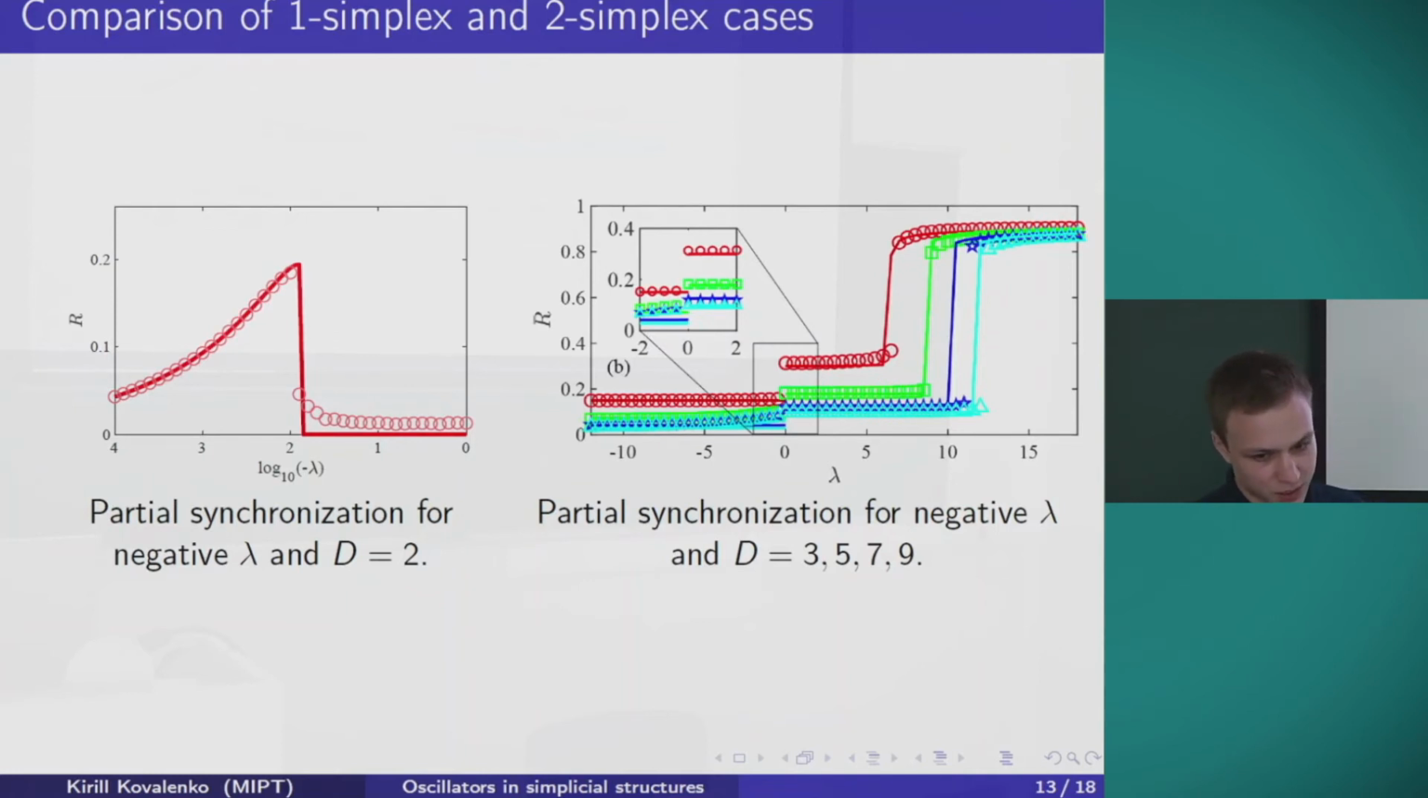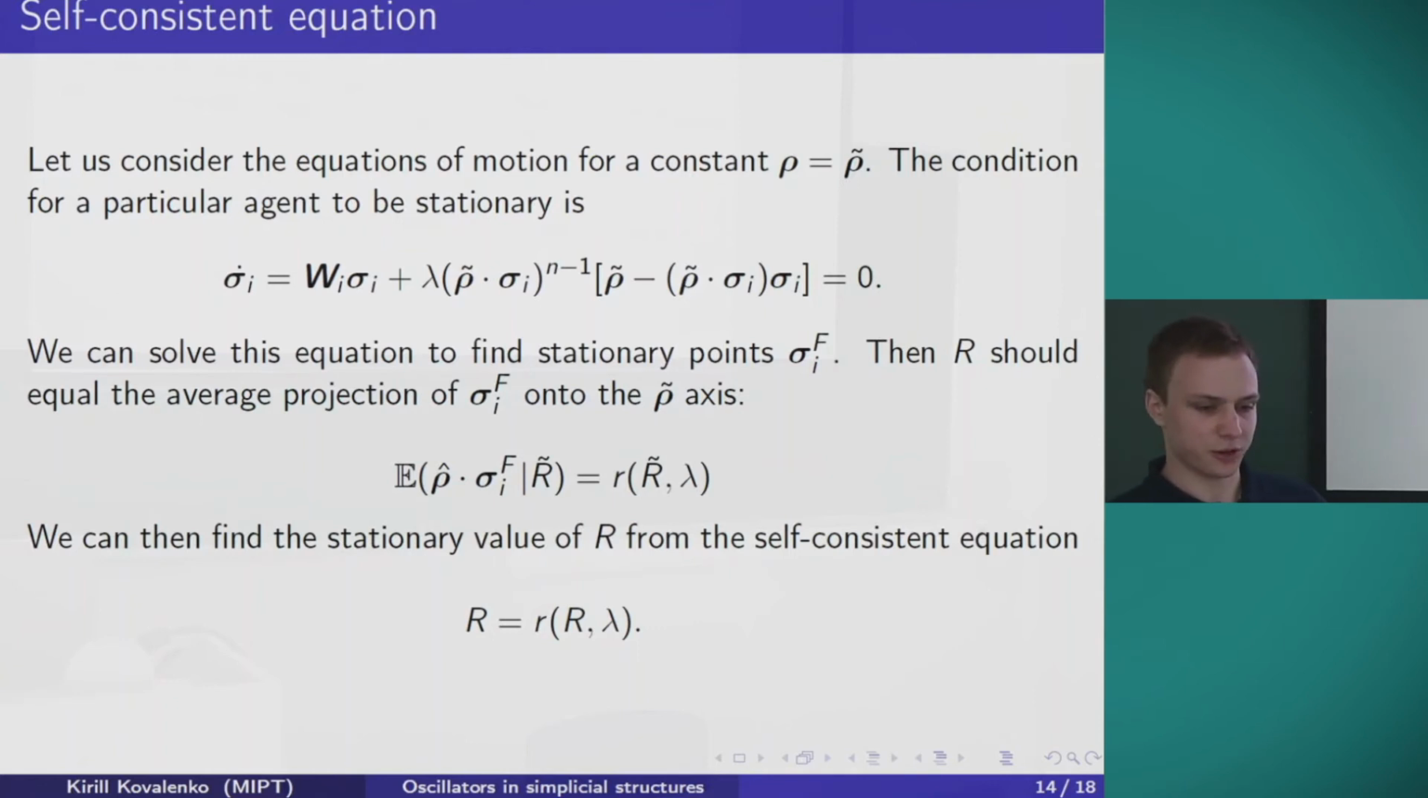So, okay, now I will talk a little bit about the theory part, which we used in order to make our theory predictions. The main idea was to consider a self-consistent equation. So we say, okay, let us replace the mean vector with some constant vector. After that, we want to find stationary points for each agent, which we can do just by putting the derivative in time of this agent equal to zero. We find a solution in order to find stationary points of each agent. If we don't have a solution, we assume that on average the projection of this agent on the mean vector is zero.